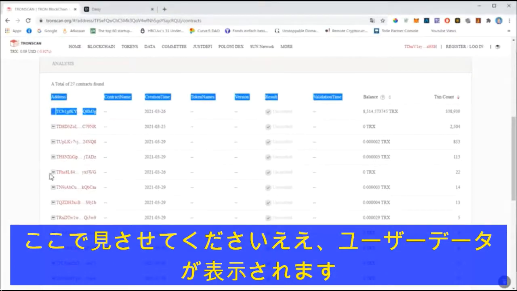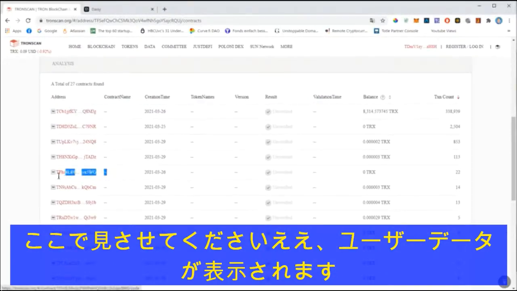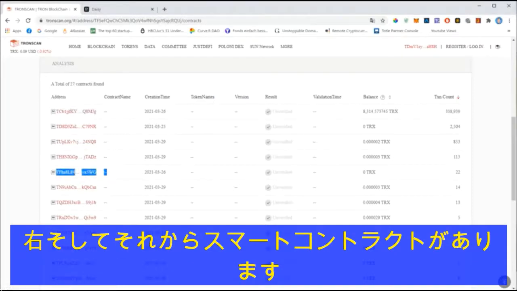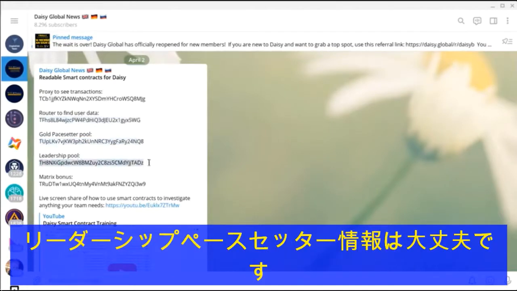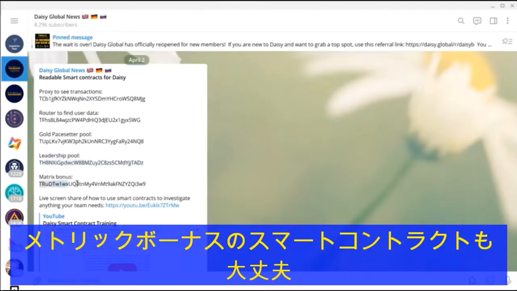Yeah, that one will show you the user data, right? And then there is a smart contract for the gold pay setter information, and there's also a smart contract for the leadership pay setter information. Okay, and there's also a smart contract for the metrics bonuses.